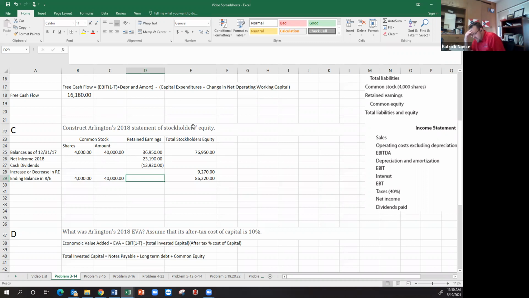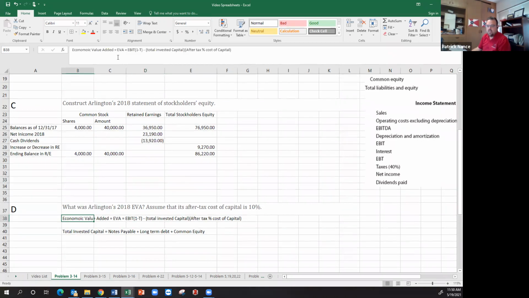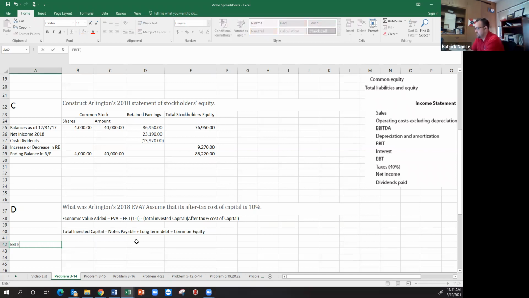All right, next, part D wants to know about economic value added. The formula for economic value added is earnings before interest and tax times 1 minus the tax rate, minus the total invested capital times the after-tax cost of capital. First thing we've got to do is find the earnings before interest and taxes. We already did that. So I'm just going to do that part of the function right now, EBIT and 1 minus T.